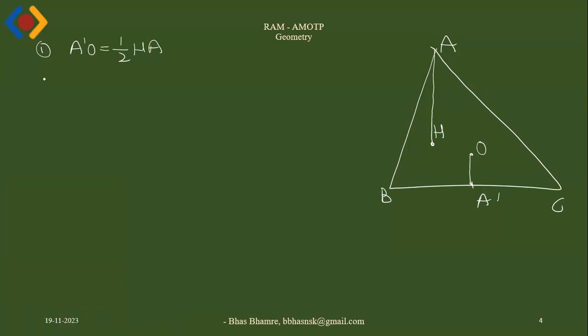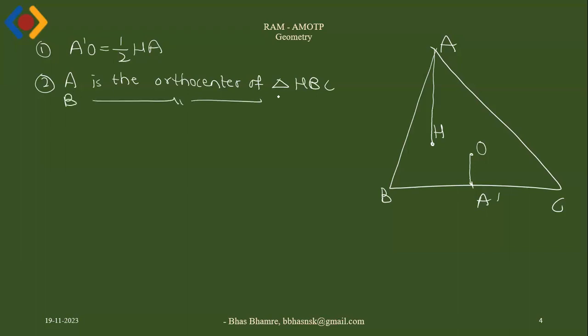Then we have that A is the orthocenter of triangle HBC. Similarly, B is the orthocenter of triangle HAC, and C is the orthocenter of triangle HAB.